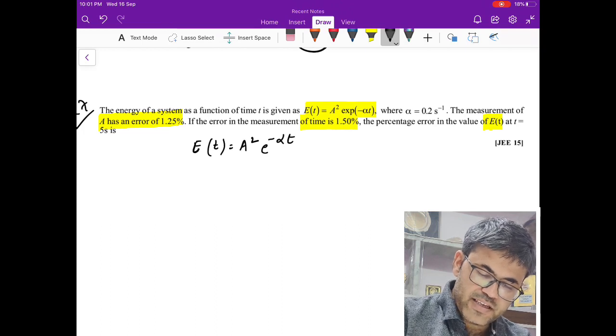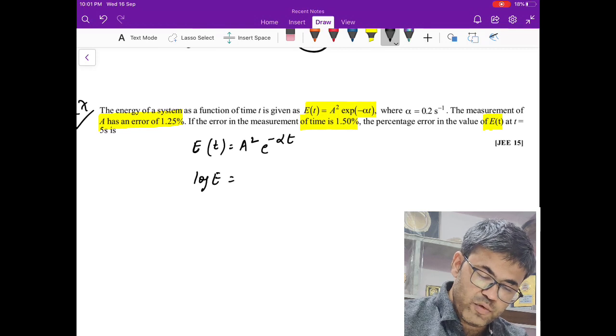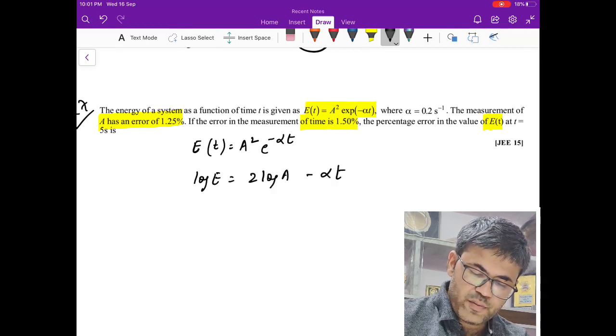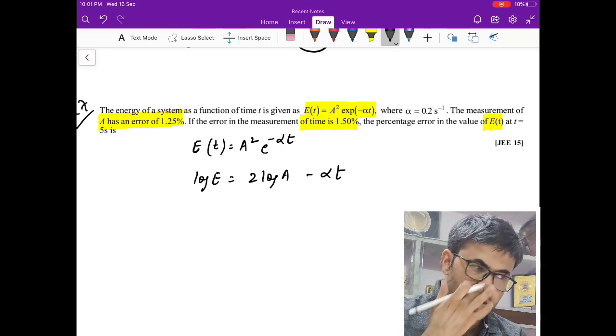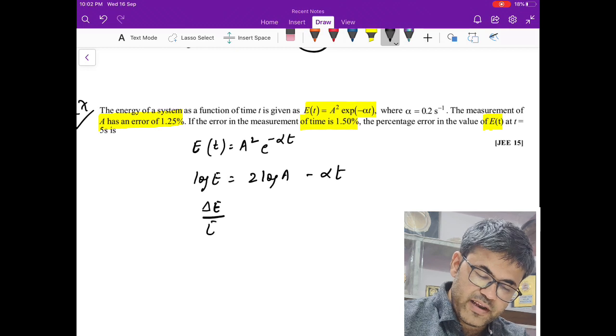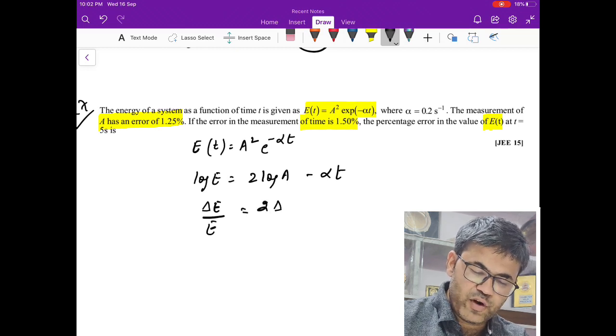That is what you are given. So what we can do, let's say, take the log on both sides. Log E would be, I can write, 2 log A minus alpha t. Now doing this, if I differentiate it, to take that as a small error, I can write delta E by E, or dE by E, whatever you write, as 2 delta A by A, and this would be, if I differentiate it, alpha delta t.